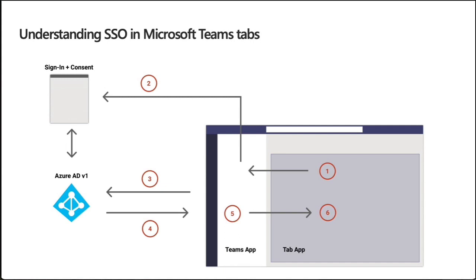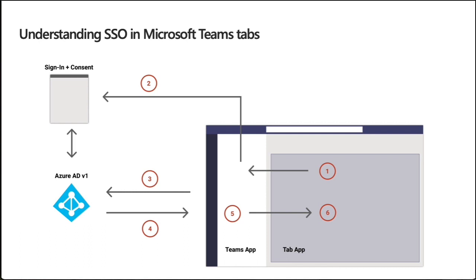All right, so let's look at how SSO actually works. First is the process of obtaining what I referred to a second ago as the bootstrap token, which is that very first token that's going to be exchanged to get a Microsoft Graph token. We're going to start with step number 1. You can see I'm inside of my tab, and in that tab, I'm going to have a JavaScript call made to a method called getAuthToken, from the Microsoft Teams JavaScript SDK. This tells Teams to obtain an authentication token for the tab app.